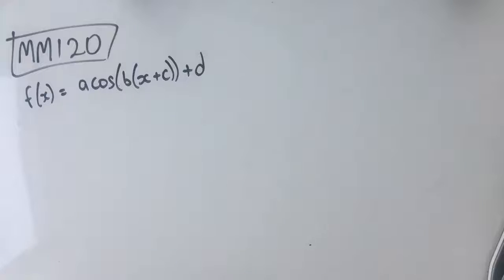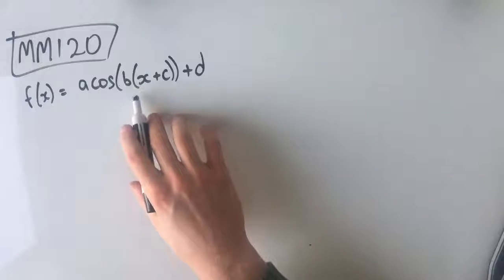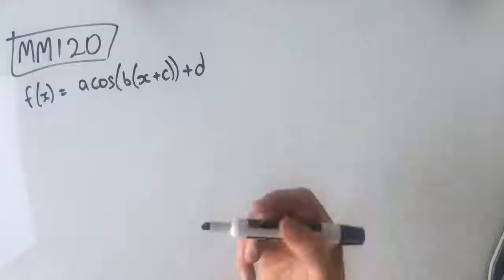Hey guys, this is question MM120 of the Maths Methods Fortify study guide. And today we've got a question that talks about a cosine function f of x in the form f of x equals a cos(b(x plus c)) plus d.